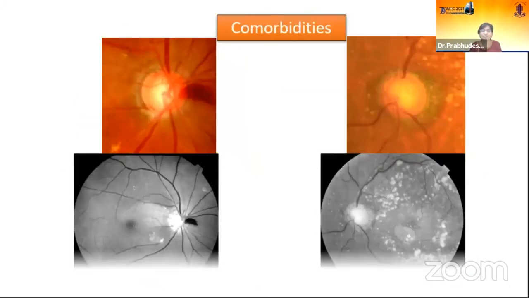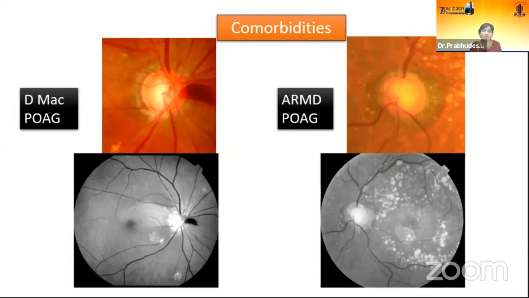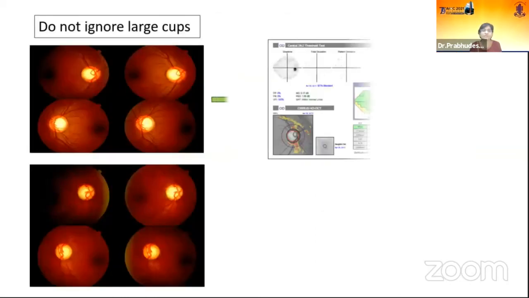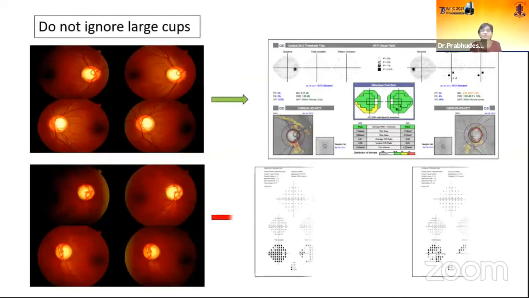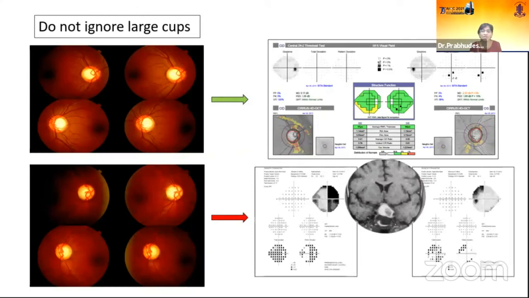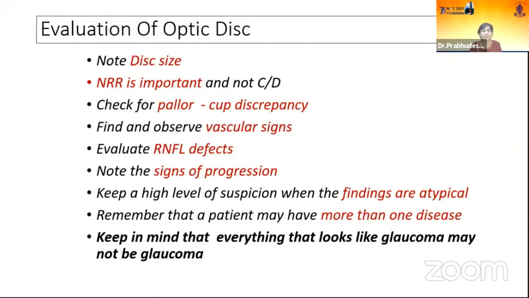So comorbidities, always remember, this is the glaucoma with diabetic maculopathy NPDR, and this is ARMD where the visual fields were abnormal and not showing properly. Do not ignore large cups. Always document, because large cups may harbor a neurological problem, and you need to document and save the patient from other life-threatening problems. So evaluation of disc, this is the last slide.